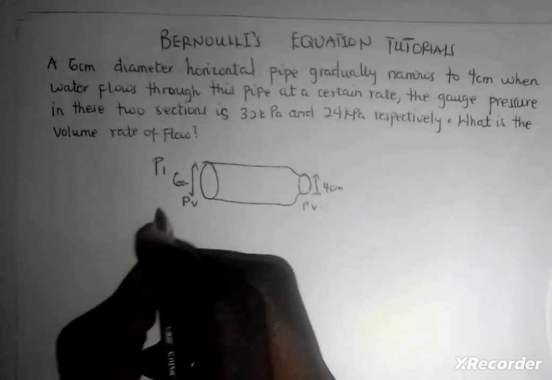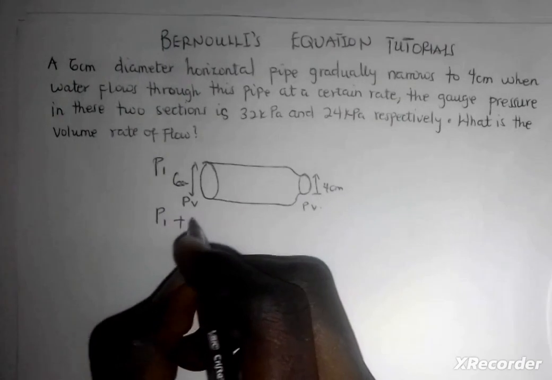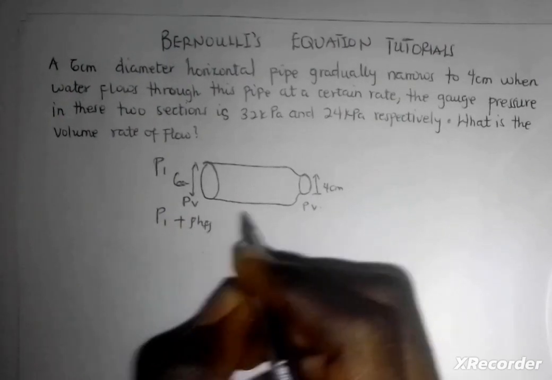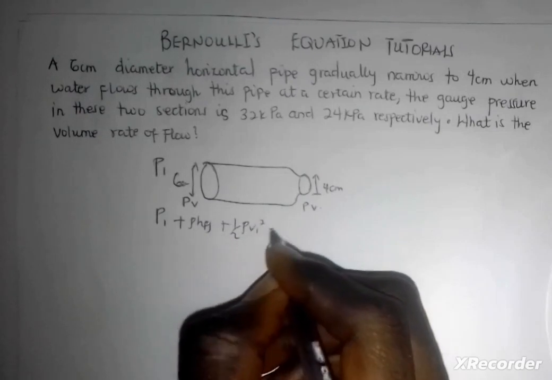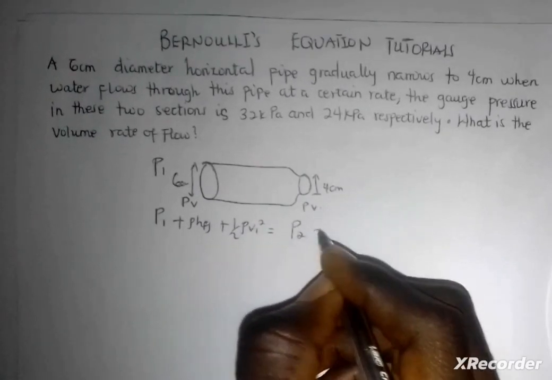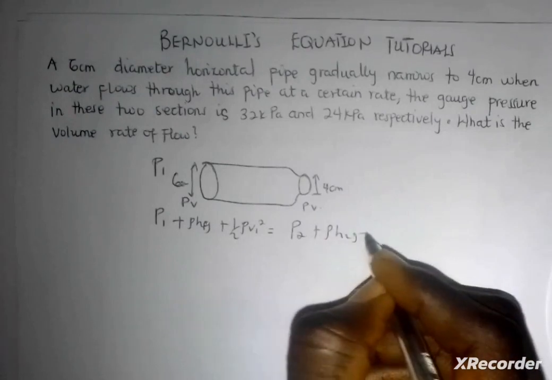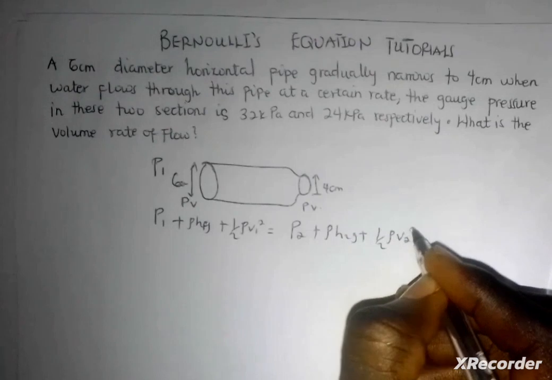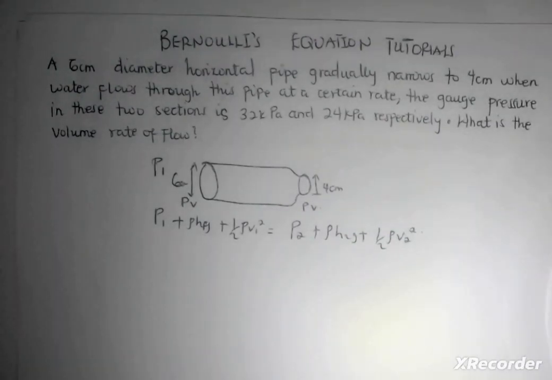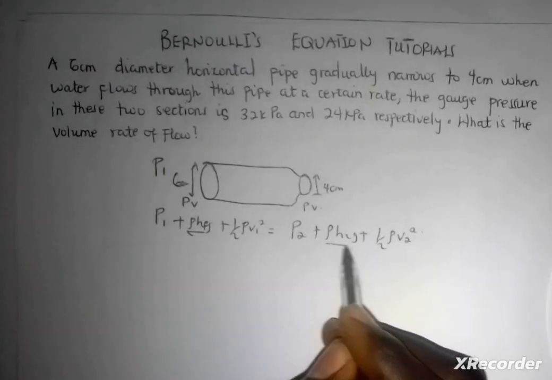So from the equation I have P1 plus rho h1 g plus half rho v1 squared should give us P2 plus rho h2 g plus half rho v2 squared. Now we are considering a horizontal pipe. Obviously the change in height is 0 because the height at one point and the other point are the same. So this term will be out of our equation.